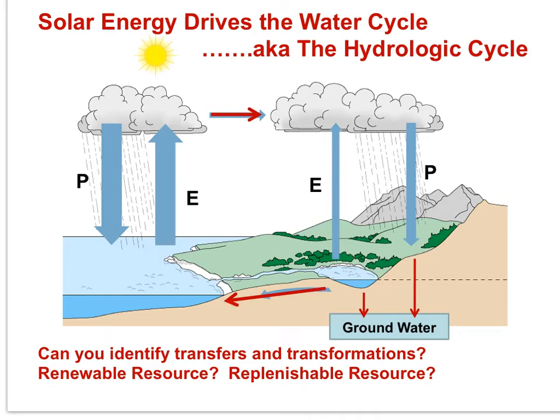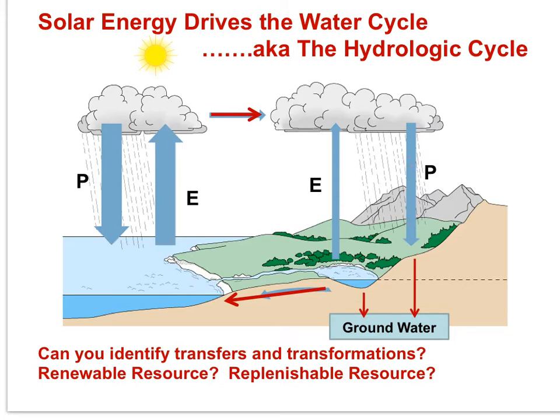Be careful here with precipitation. Precipitation, rainfall, is actually a transfer, not a transformation. But precipitation has been preceded by condensation. Condensation is a transformation. We can see the magnitude of the flows as a function of their width.